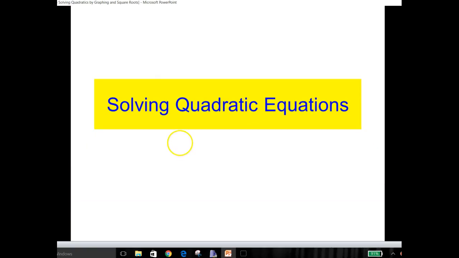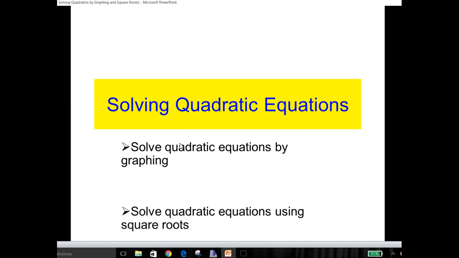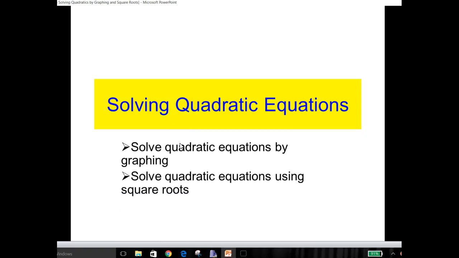So section 12.4, we're solving quadratics. We're going to do it by graphing today. And we're also going to solve some specific quadratics by taking the square roots. And I'll show you what I mean here in a bit.